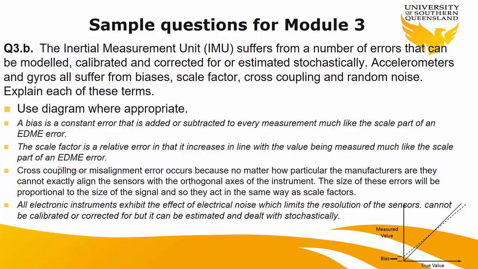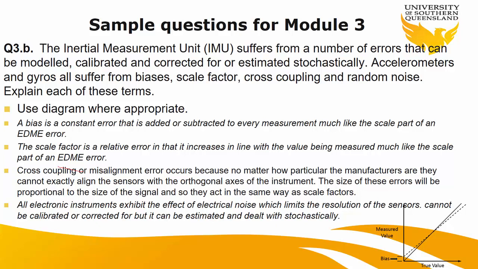The difference is for EDM, the longer the distance you measure, the more it is affected. In an IMU system, it is about time. The longer you use it, the more error you might have in terms of scale factor. What other type of error?